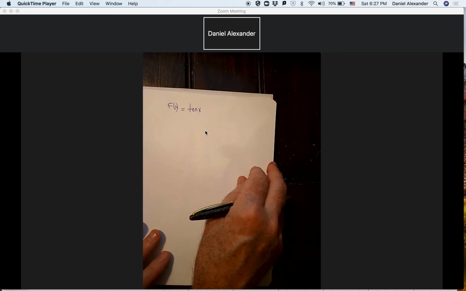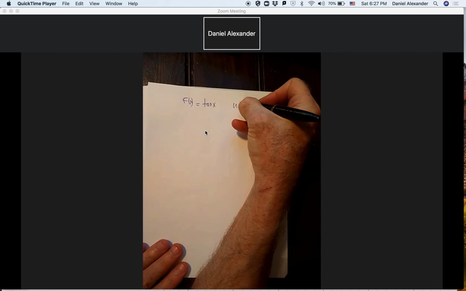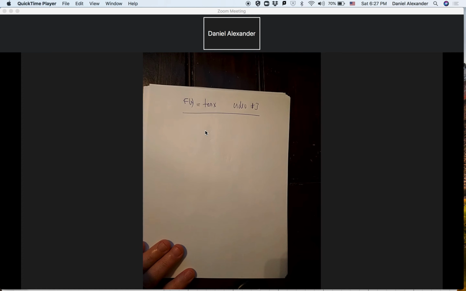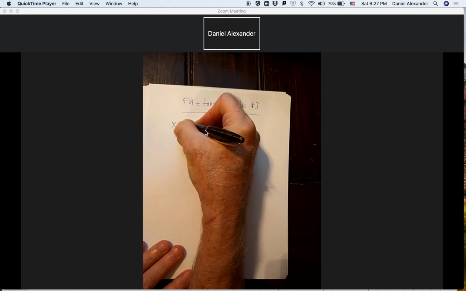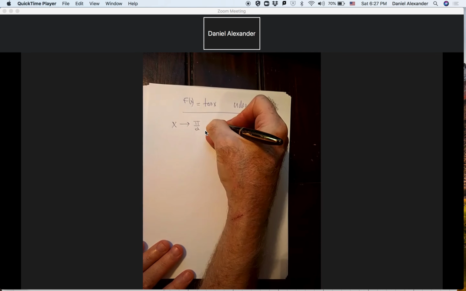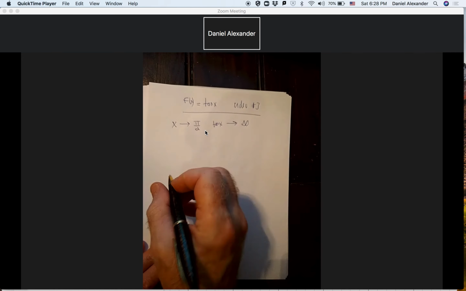So we're going to look in this video, which is video number 3. I want to look at the f of x equals tan function in a little bit of detail. We're going to see something weird, that as x approaches pi over 2, or 90 degrees, the tangent of x approaches infinity. And I want to go over why that is.